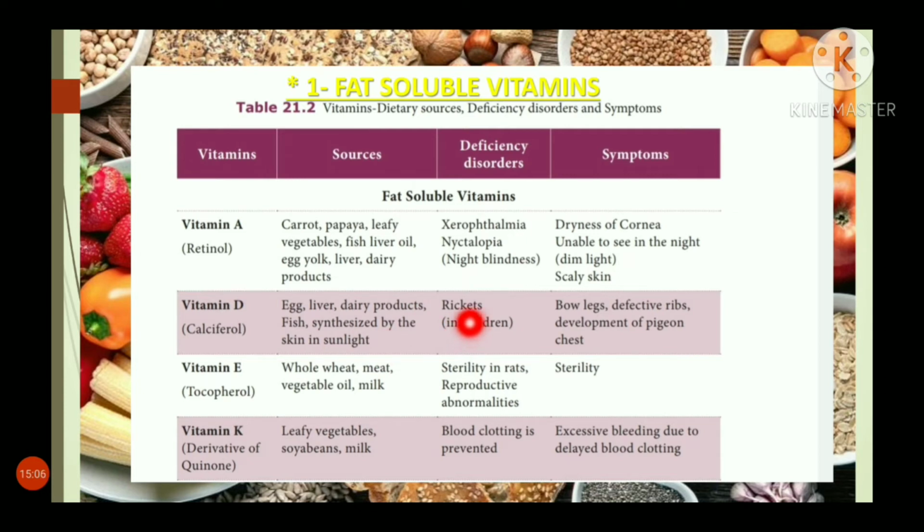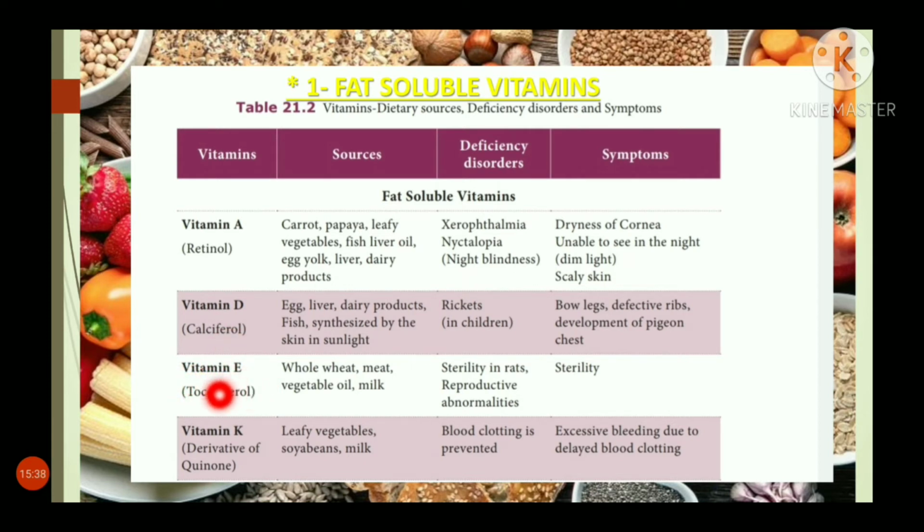Rickets. Rickets in children. What is that? Symptoms: bow legs. Your legs will be like a bow. Defective ribs. Your ribs will not be in a normal posture. Development of pigeon chest. You will have a very huge chest with bones unevenly placed due to the lack of vitamin D.